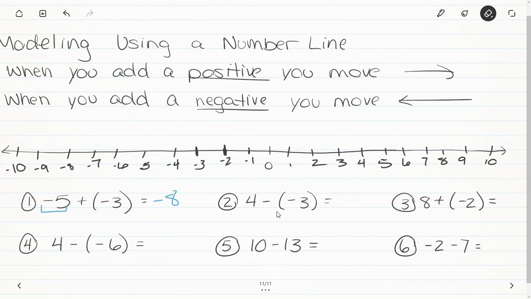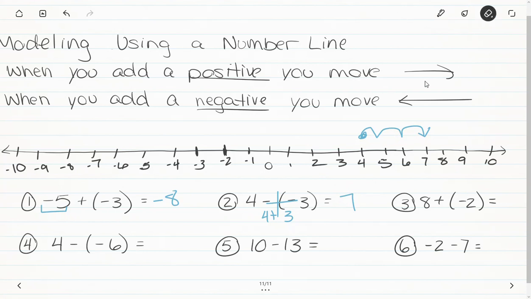Now number 2 is another one of those tricky ones. I have 4, so that's where I'm starting. And then I have minus negative 3. Remember, those minus negatives are the opposite of negative. So this is really a plus. 4 plus 3, if you want to rewrite it like that. So if I go plus 3, I have to move forward. 1, 2, 3. So I end at 7 for that one, because 4 plus 3 is 7.